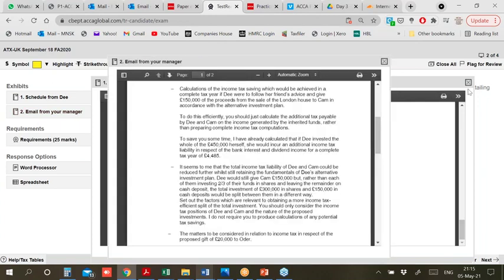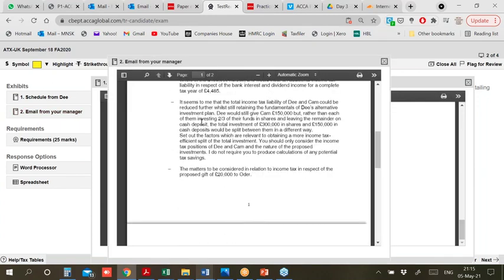Now, it seems to me that the total income tax liability of D and CAM could be reduced further, while still retaining the fundamentals of D's alternative investment plan. D would still give CAM 150,000, but rather than each of them investing 2/3 of their funds in shares and leaving the remainder on cash deposits, the funds would be split between them in a different way. Set out the factors which are relevant to obtaining a more income tax efficient split of the total investment. You should only consider the income tax positions of D and CAM and the nature of the proposed investment.